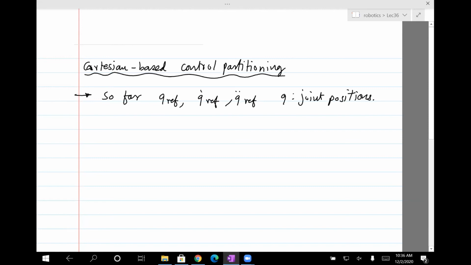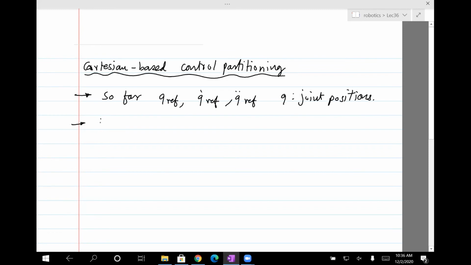Okay, but most times you're interested in tracking Qs, but the things you want to do are in the Cartesian space. So for example, if you want to move the box from point A to point B, then you want to specify the Cartesian position of the box, right? X, Y, Z position as it moves.